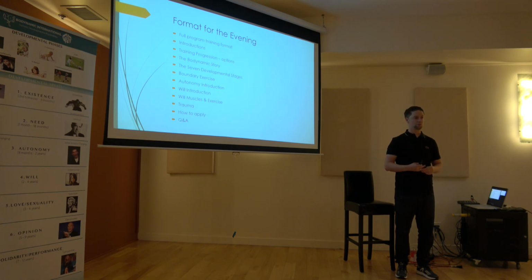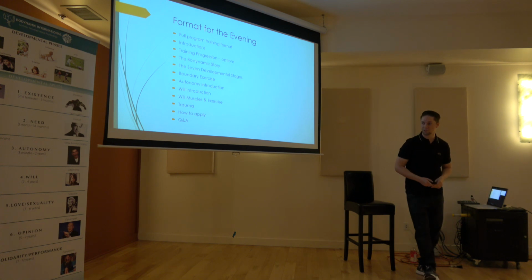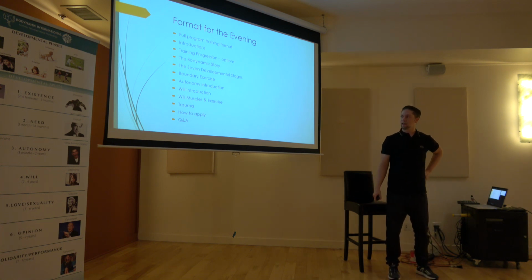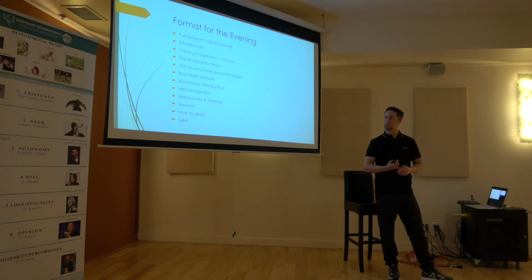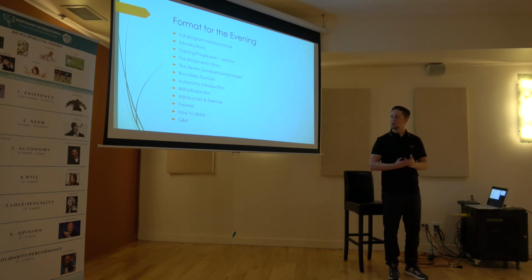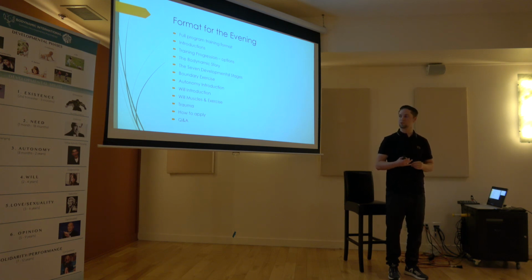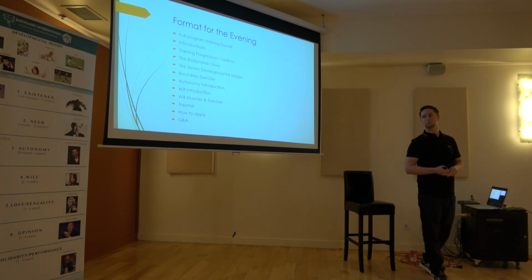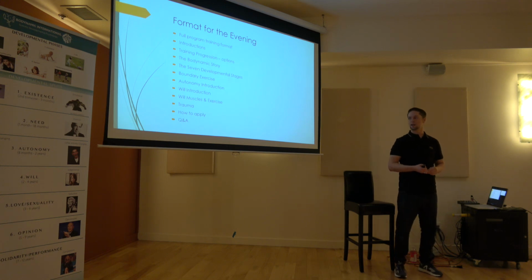I'll go over the story of how the Bodynamic system was created. Then I'll discuss the 7 developmental stages, and you can see them here on this poster. And then we'll do a boundary exercise, and then hopefully, if I have time, we'll do an introduction to autonomy. We'll cover the will developmental stage. And then I'll briefly discuss trauma and how we look at trauma in the Bodynamic system, and then how to apply it.